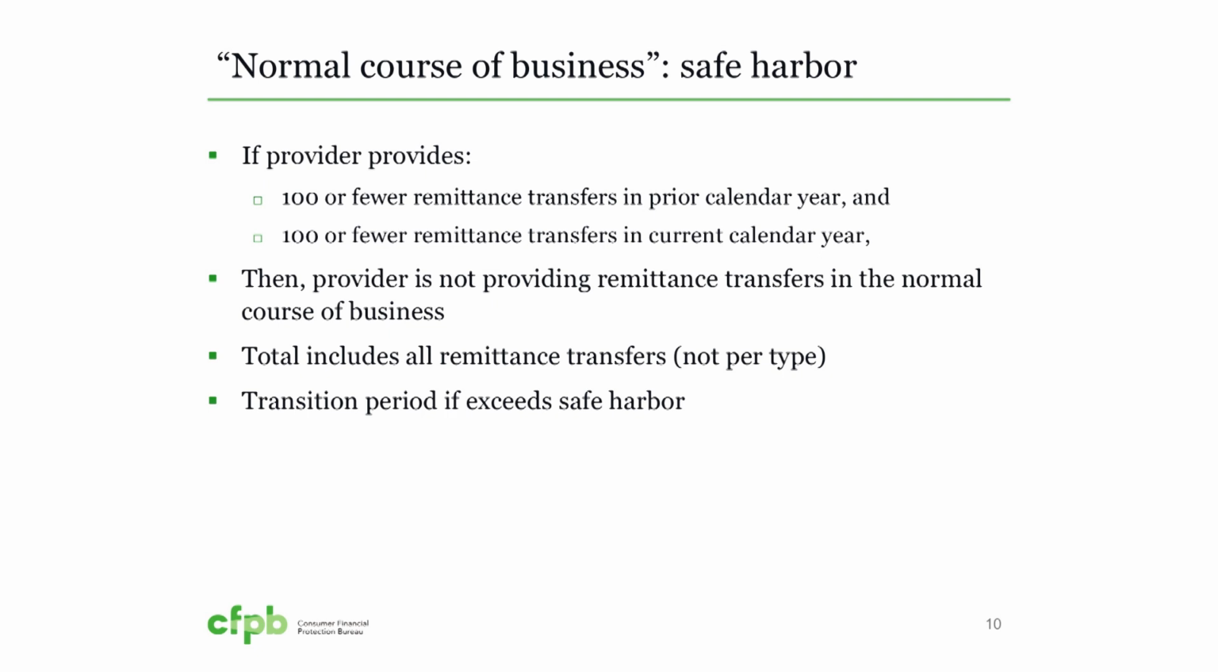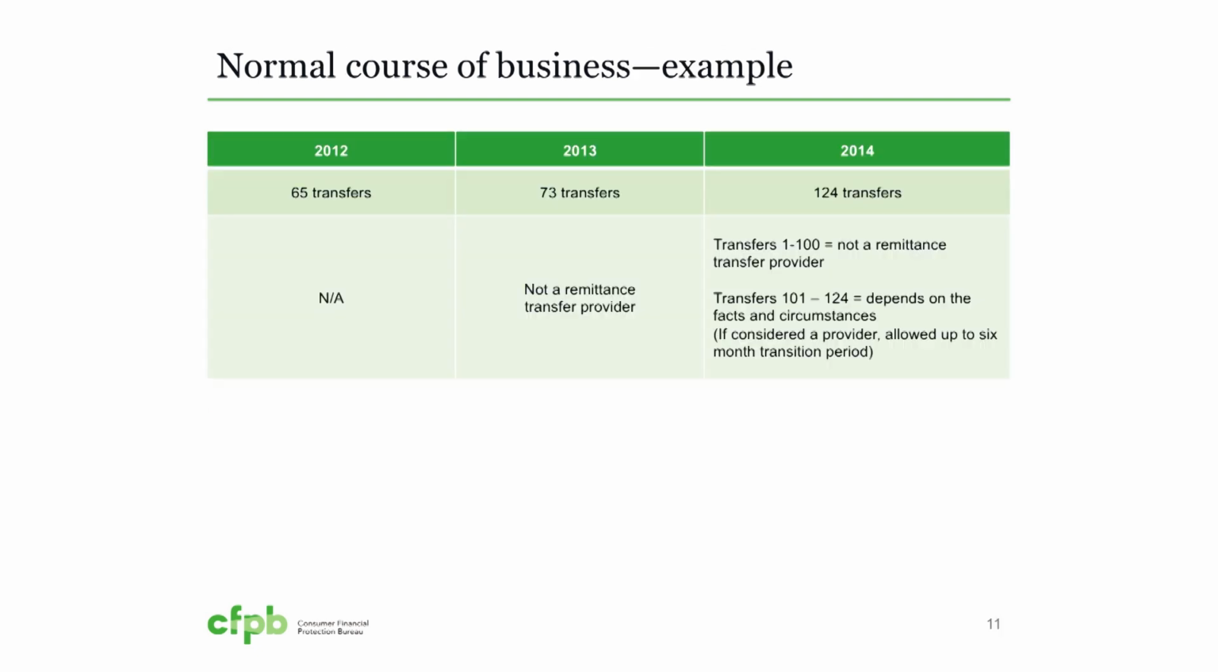Finally, an institution has asked whether they can cut off international wire transfers at a number below 100 transfers each year. The remittance rule does not directly address this. It does not prohibit institutions from implementing cutoffs. So let's take an example. Consider an institution that has 65 transfers in 2012, 73 transfers in 2013, and 124 transfers in 2014.